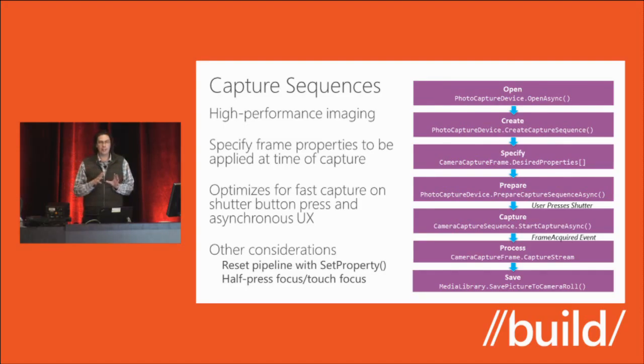You can then take a stream that comes out, it's a JPEG stream coming out of this camera capture frame dot capture stream, and then you can do what you want with it, and eventually you can save that off to save picture to camera roll in Media Library, which is the same API that existed before.